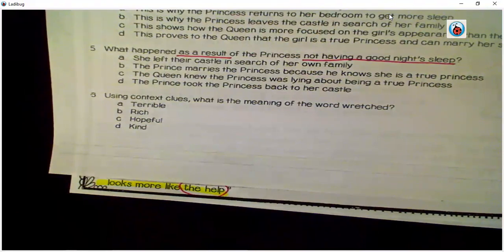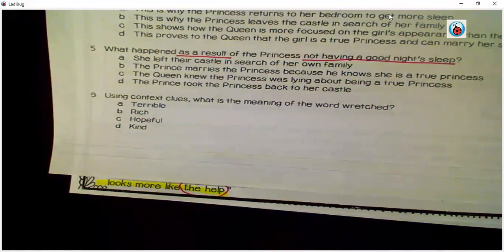Did she A, leave their castle in search of her own family? B, the prince marries the princess because he knows she is a true princess? C, the queen knew the princess was lying about being a true princess? Or D, the prince took the princess back to her castle?